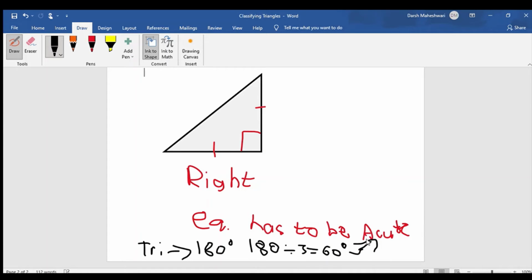So some people, instead of saying acute equilateral triangle, just say equilateral triangle, because acute does not have to be equilateral, but equilateral means acute. But it's never wrong to make your answer more justified by saying acute equilateral triangle.